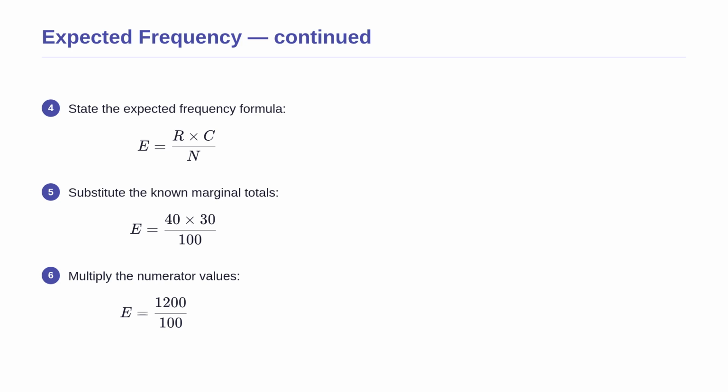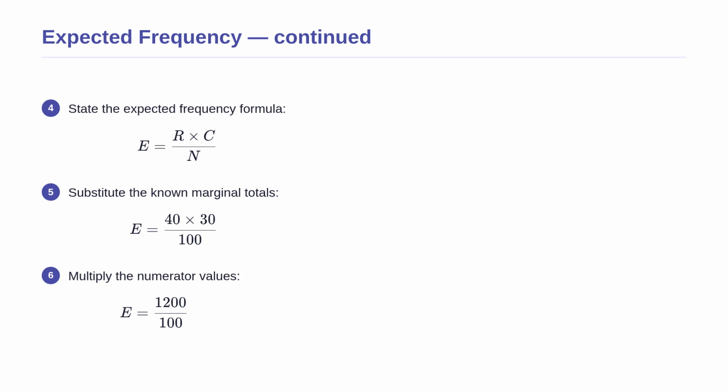Continuing with our calculation, we now apply the expected frequency formula. Why do we use this specific formula? Because it assumes the null hypothesis, meaning it calculates the expected overlap if the two attributes are completely independent. We substitute our known values directly into the equation. The row total of 40 and the column total of 30 go into the numerator, while our grand total of 100 goes into the denominator.